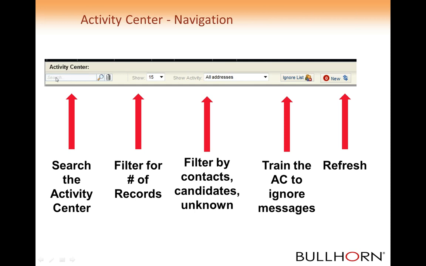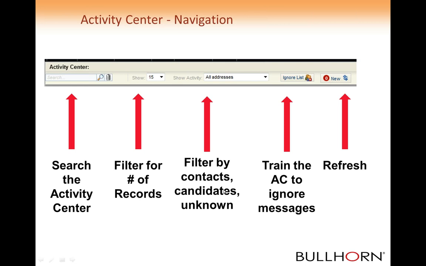Okay, Activity Center navigation. This is what it's going to look like. So you can search for an email in the Activity Center. You can search by candidate's name, contact name, or email address. By default, it's going to show messages for the last 14 days of activity, but you can always filter for more messages.